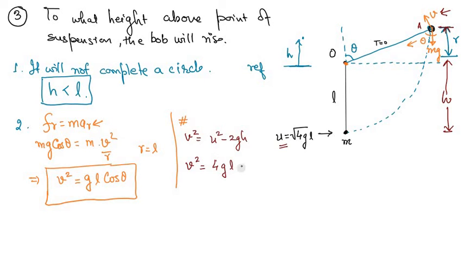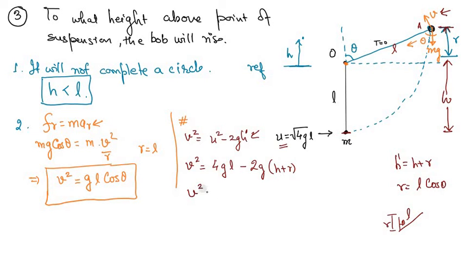So this will be 4gL minus 2g h prime, and h prime is a distance from this u to this v. So your h prime is equal to h plus r. So this is h plus r. And if you see, this is your L and this is your r. So your r will be L cos theta, because this is your L, this is your theta, and this is your r. So r is equal to L cos theta.